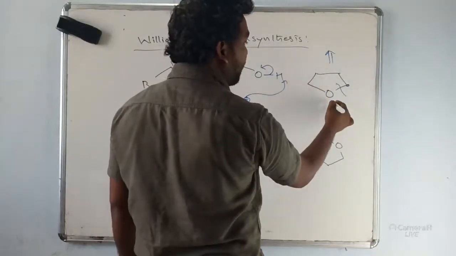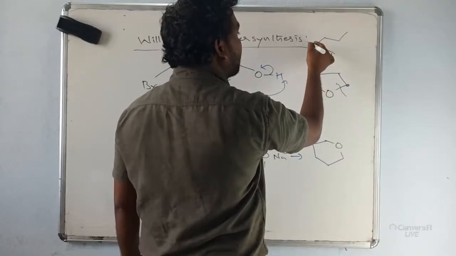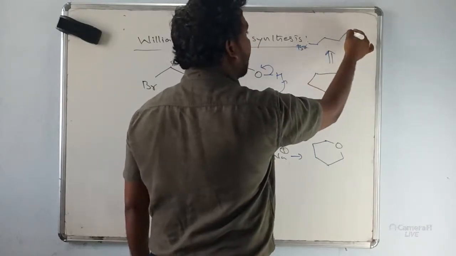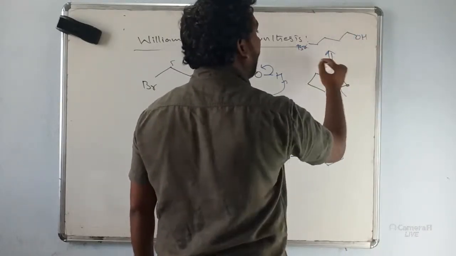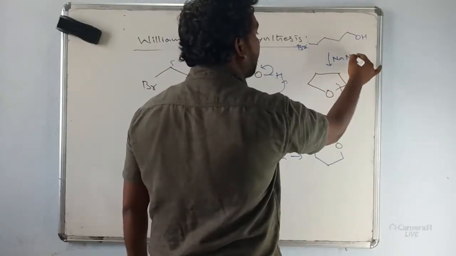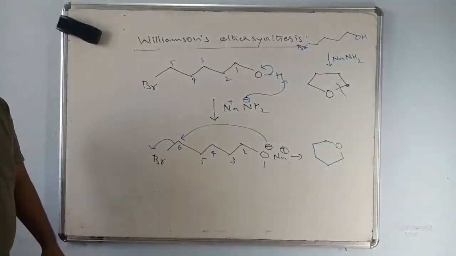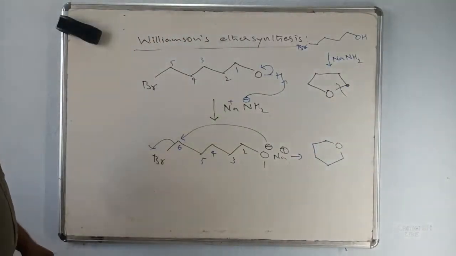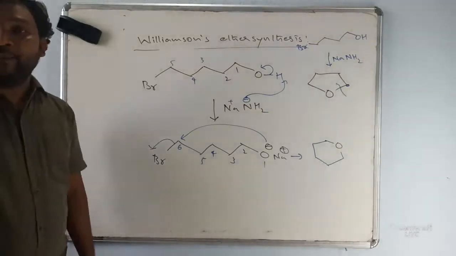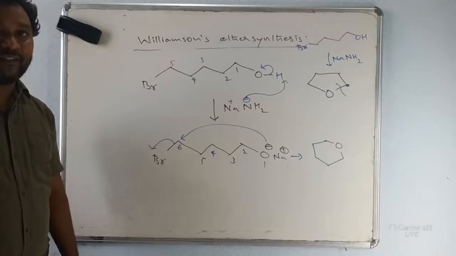So how many carbons are there? 1, 2, 3, 4. A 4 carbon chain. One is attached to the bromine, another is attached to the alcohol. That's all. Now if you react it with sodamide or sodium hydride or sodium metal, you get this compound. Put it down. Very easy. So these are the important things to know about the Williamson synthesis or Williamson etherification.